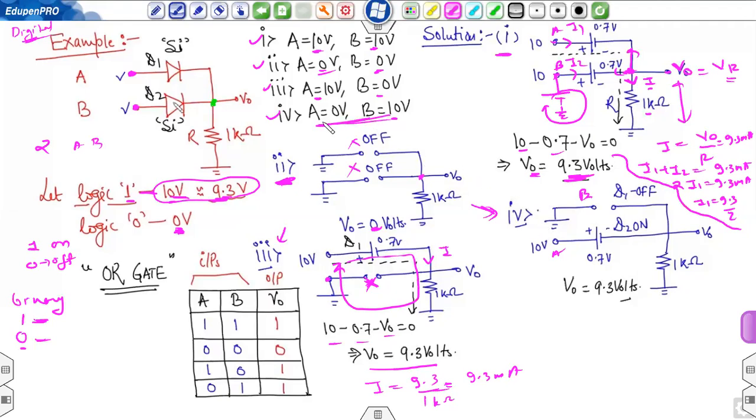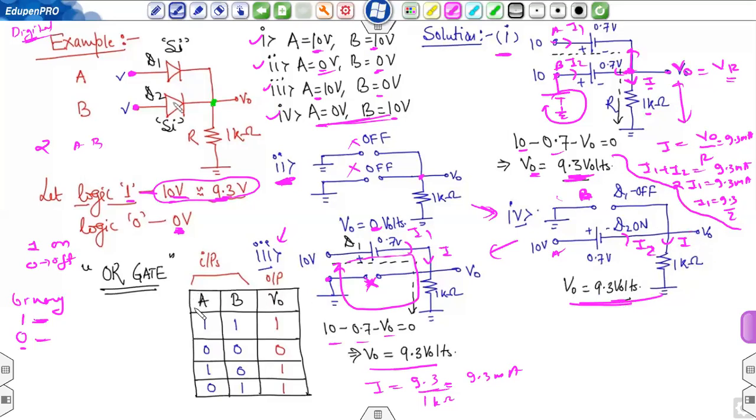Considering case 3, A is 0, B is 10. So A is 0, so D1 is off, and B is 10. It is a similar circuit, except that this diode is off and this one is on. So again, the values will be the same. I will be equal to I1, this is I2, I2 will be equal to I. In this case, you can take it as I1. And V0 is 9.3 volt.